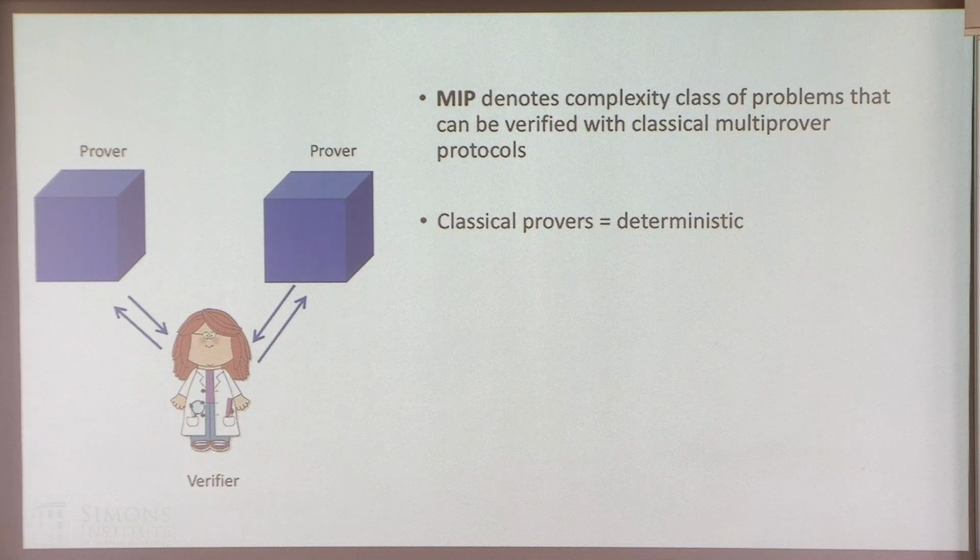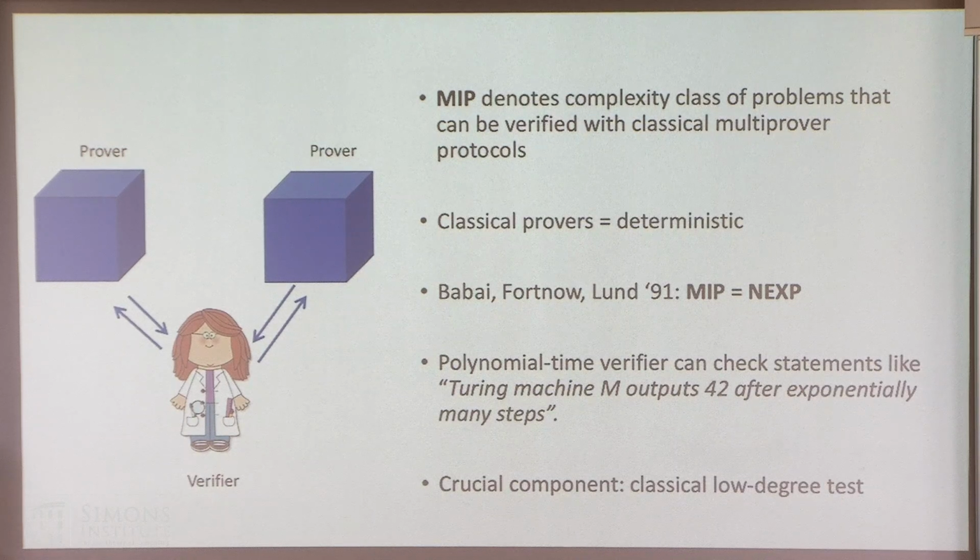Classically, this question is not new. People thought about this in the classical setting with two classical provers, and we describe the set of problems that can be verified in this model as MIP, multi-prover interactive proofs. We think of the classical provers as deterministic, and one of the gems of complexity theory is the result of Babai, Fortnow, and Lund, who showed that the class of problems you can verify in this model is exactly NEXP, nondeterministic exponential time. If you're not a complexity theorist, it means that you can check pretty extraordinary statements.